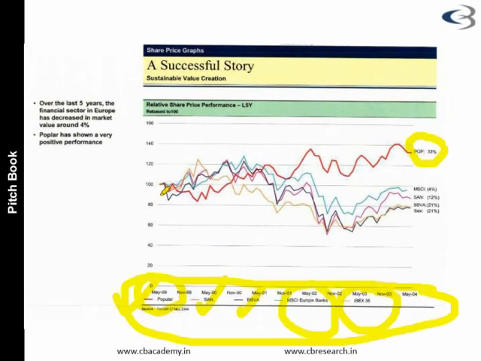Now see, the prices of all these banking companies are at a different level. So if I want to do an apple to apple comparison, I am supposed to rebase the price. I'm supposed to base the price of all these companies at the same level. So what I've done is I've rebased the price to 100.